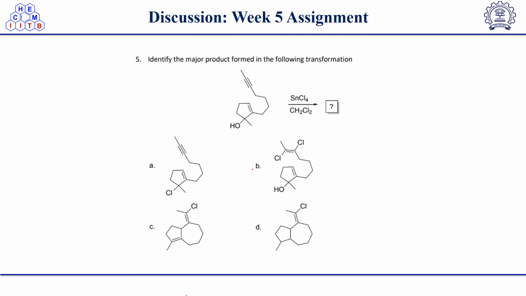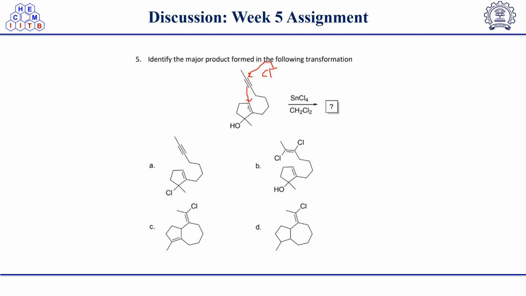So here what will be happening is that this SnCl4 will act as a Lewis acid and it can coordinate with this oxygen. Also it can coordinate with this alkyne as well. So one Cl minus from this SnCl4 can attack this alkyne, and thereby this alkyne will be going and attack this alkene.